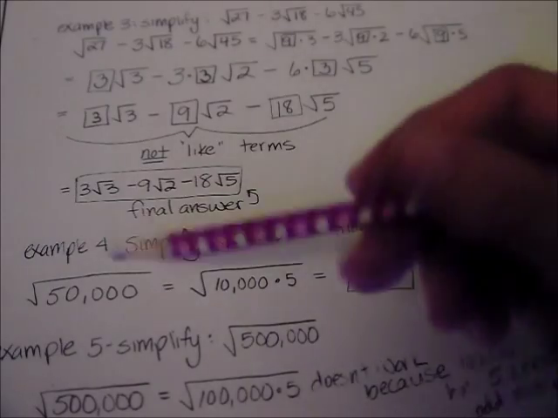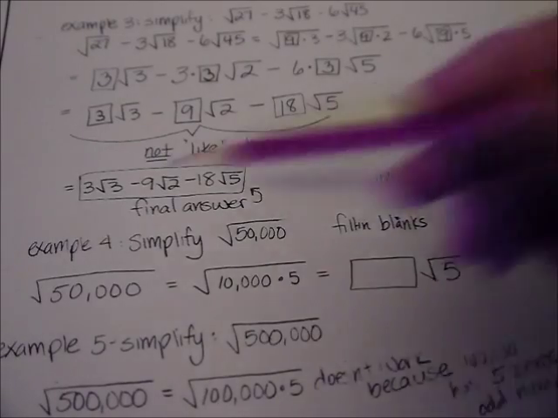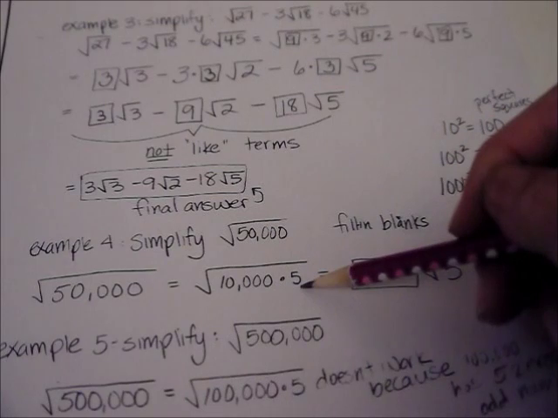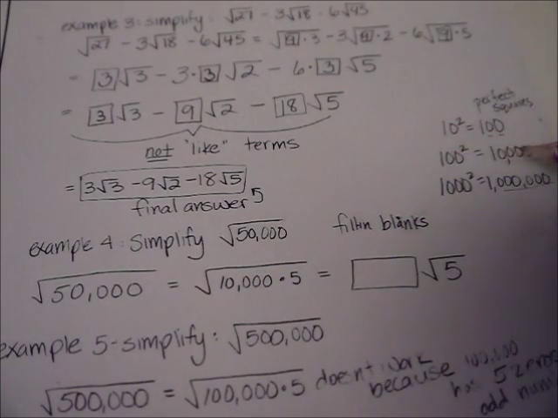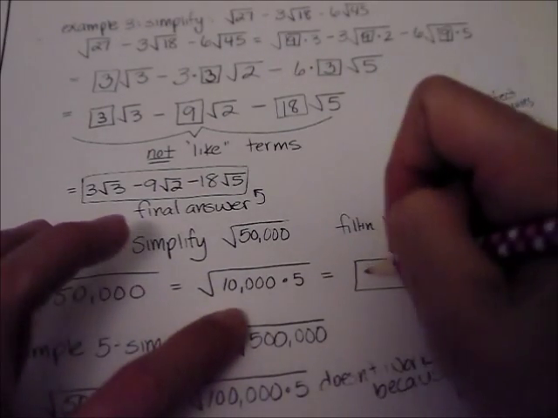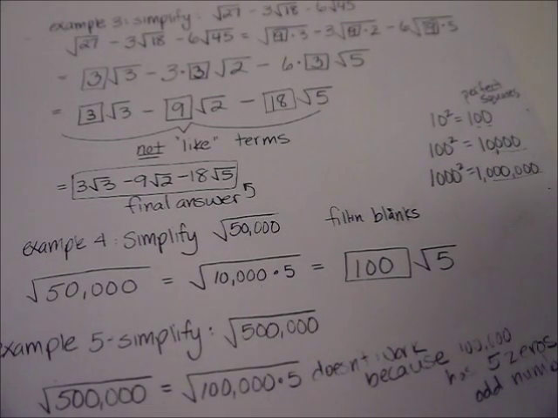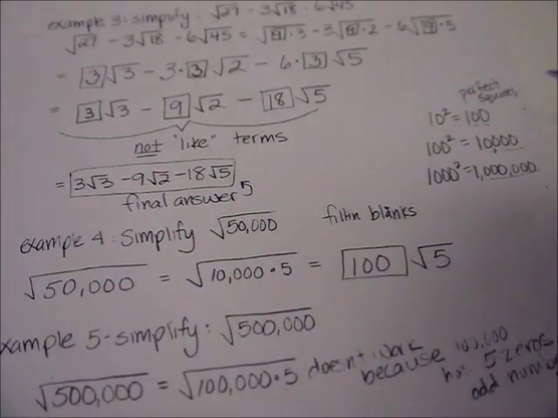All right, so all the way back to 50,000. Now we just talked about 10,000 right here being a perfect square. So I'm going to pull 10,000 out and multiply it by 5. The nice thing about that is the square root of 10,000, remember back up here, is 100. So we can pull out 100. So our answer is 100 root 5. All right, that was because we had an even number of zeros here.